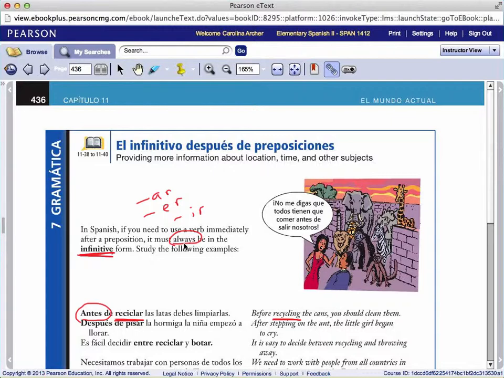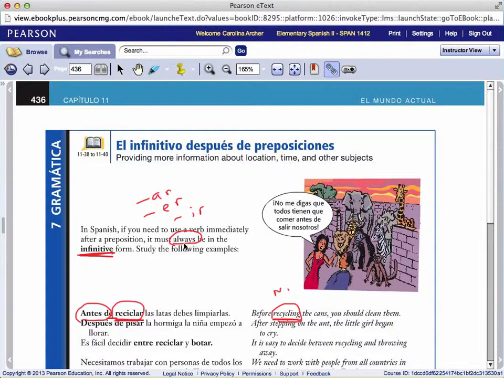Okay, because in this case, antes de reciclar, before recycling, this ing form acts as a noun. It doesn't act as a verb. Grammatically speaking, it acts as a noun. But in Spanish, the ando and yendo are never ever used as a noun. So when what follows the preposition is an action, what follows the preposition has to be in the infinitive form.